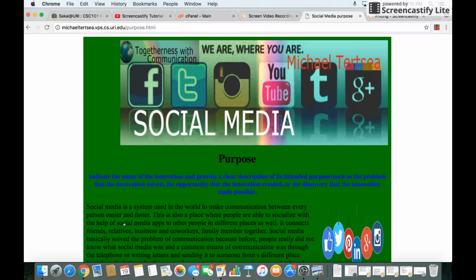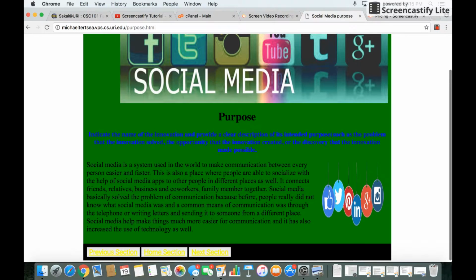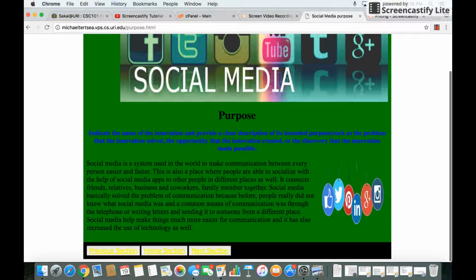Purpose. Indicate the name of the innovation and provide a clear description of its intended purpose. Social media is a system used in the world to make communication between every person easier and faster. It connects friends, relatives, business, and co-workers, family members together. And social media basically solved the problem of communication because before people really did not know what social media was, and a common means of communication was through the telephone or writing letters and sending it to someone from a different place.